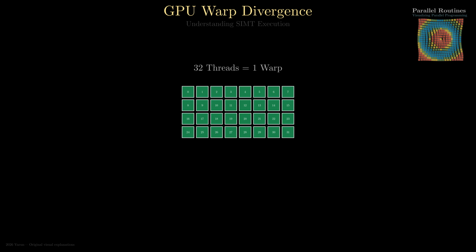Welcome to our deep dive into GPU warp divergence. Understanding this concept is crucial for writing efficient GPU code. In the SIMT execution model, threads are grouped into warps of 32 threads each. These threads execute the same instruction simultaneously.